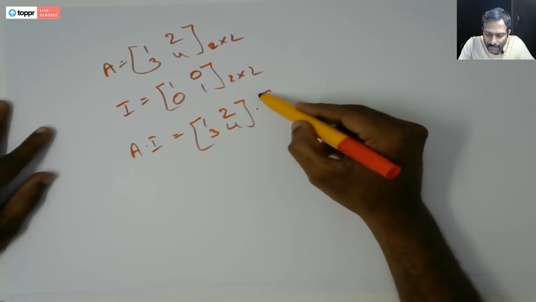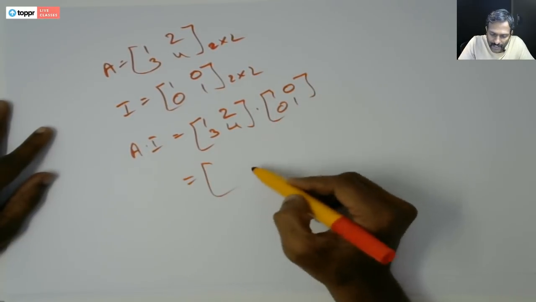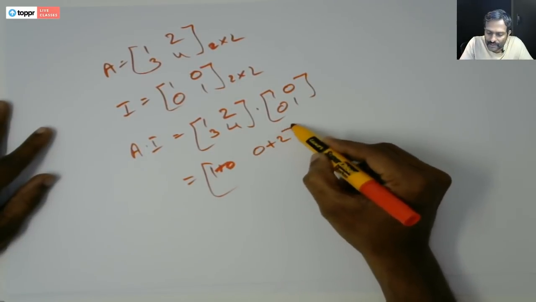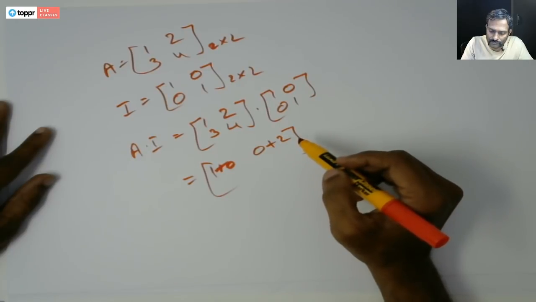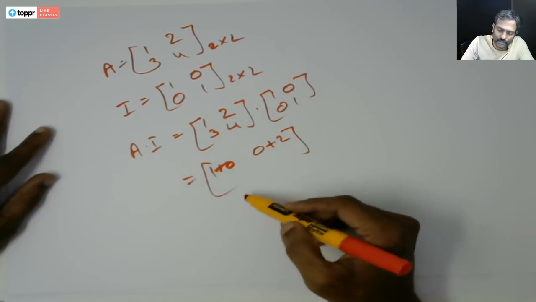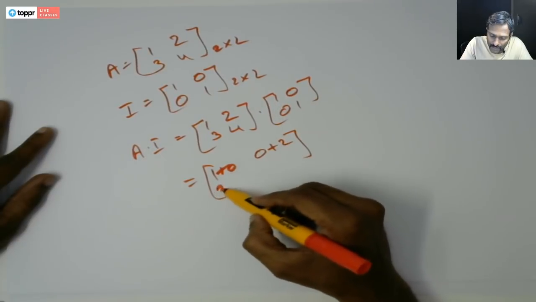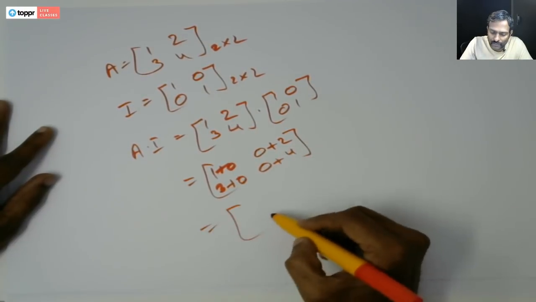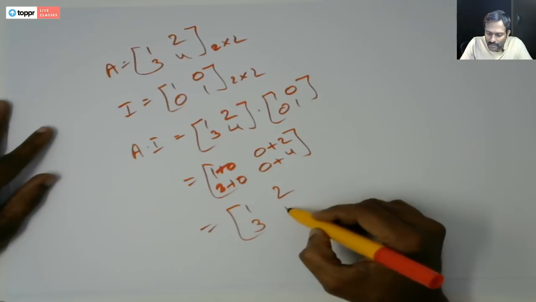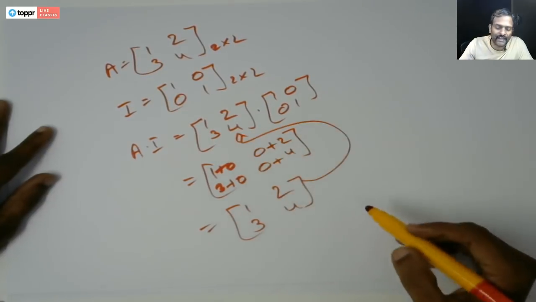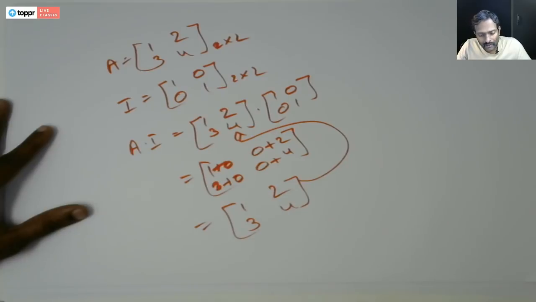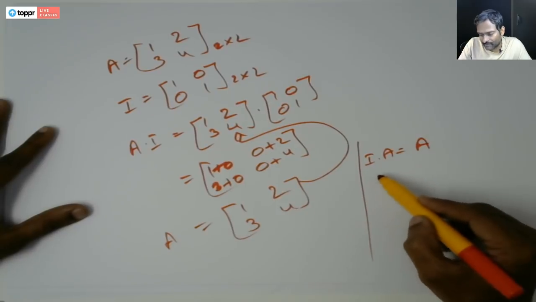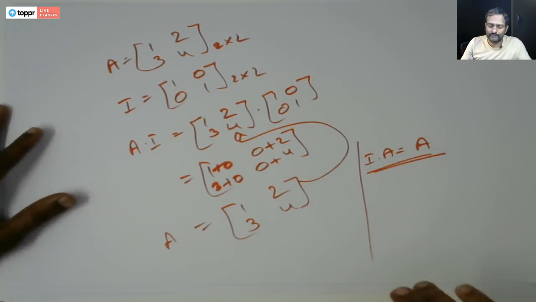[1 2; 3 4] multiplied by [1 0; 0 1]: you get 1 times 1 is 1 and 2 times 0 is 0; 1 times 0 is 0 plus 2 times 1 is 2; 3 times 1 is 3, plus 4 times 0 is 0; and 3 times 0 is 0, plus 4 times 1 is 4. So you get 1, 2, 3 and 4, which is nothing but our A again. So A times I is equal to A. Similarly, if you do I times A, you can verify yourself, it will be equal to A again, right?